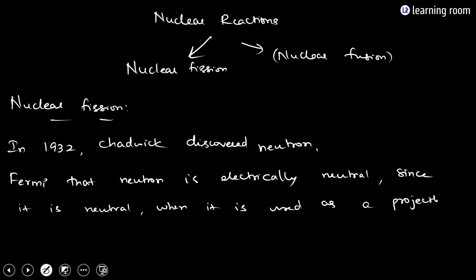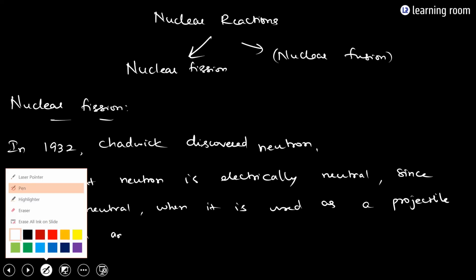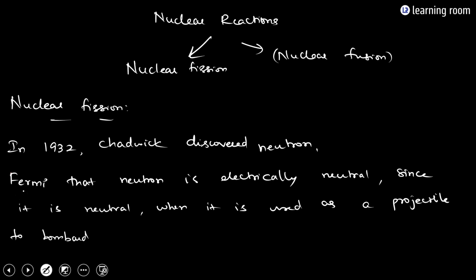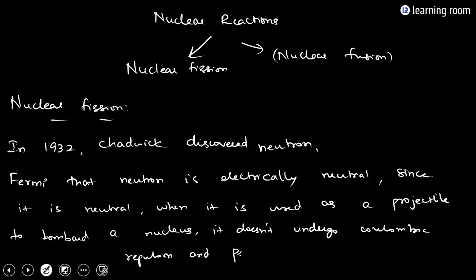When it is used as a projectile to bombard a nucleus, it does not undergo Coulombic repulsion and penetrates into the nucleus. So what is going to happen? Since the neutron is an electrically neutral particle, we use this neutral particle for a nuclear reaction process.